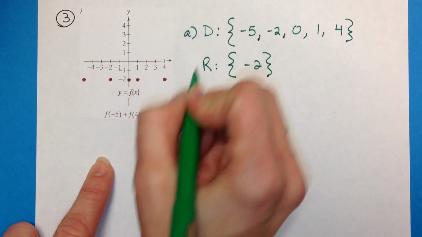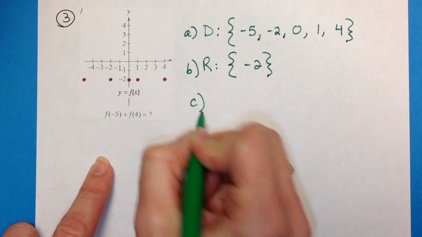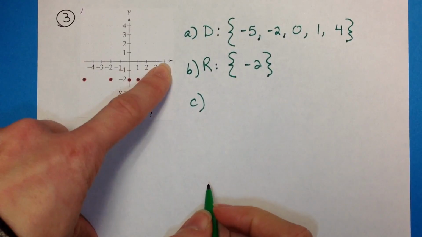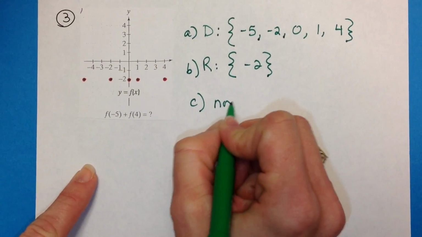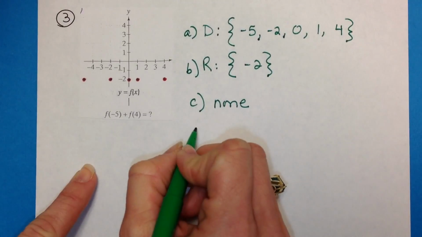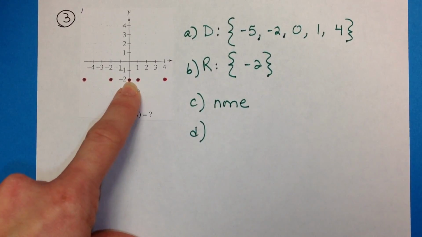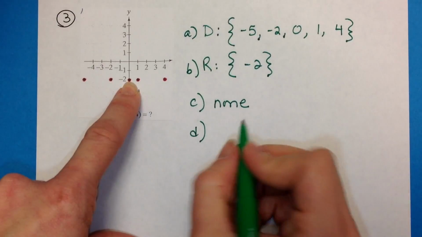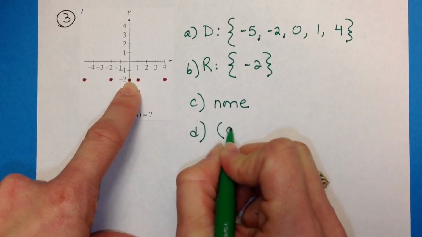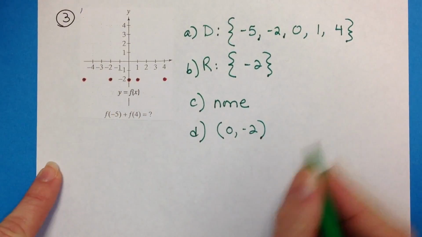Okay, so this was A, this was B. C is x-intercepts. None of those points are on your x-axis, so no x-intercepts. D part is the y-intercepts. So this would be the point that intercepts my y-axis. So that's the point 0, negative 2.